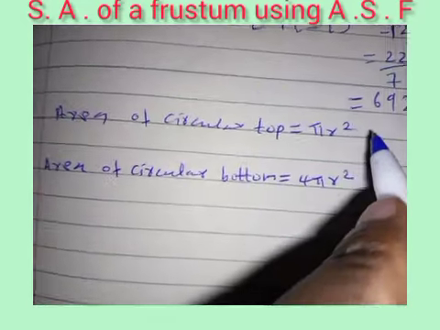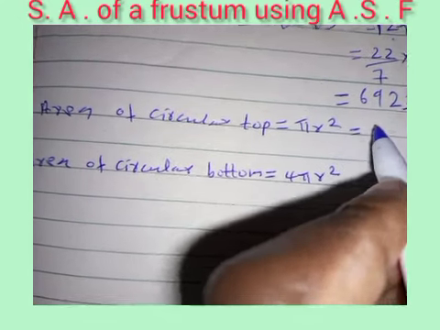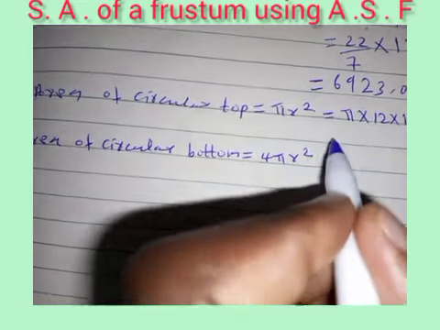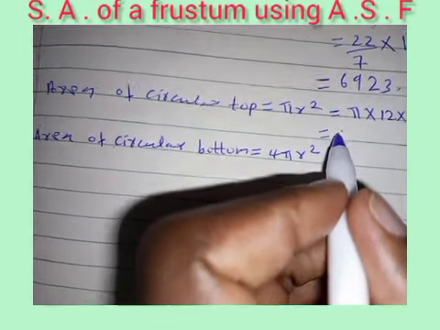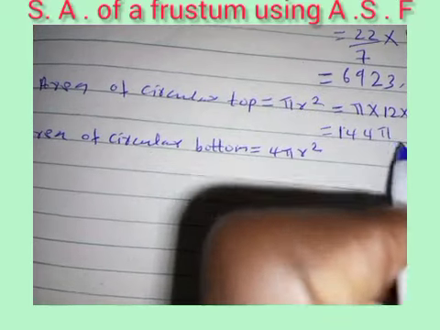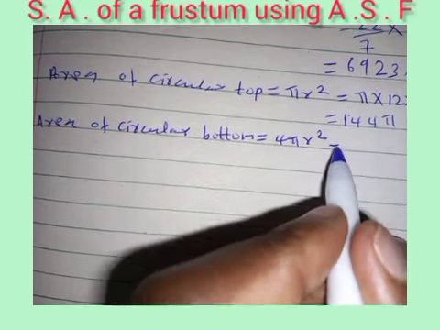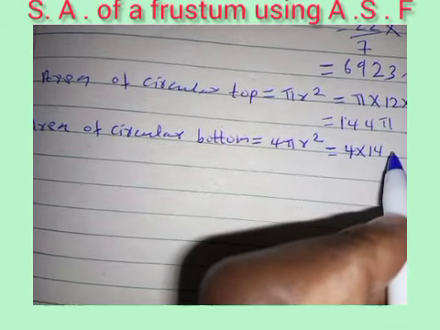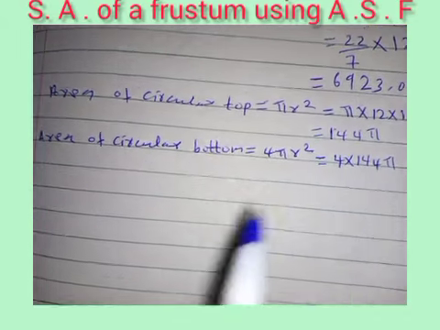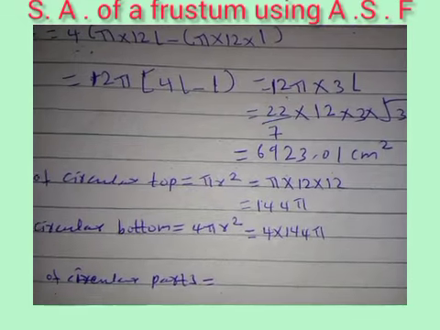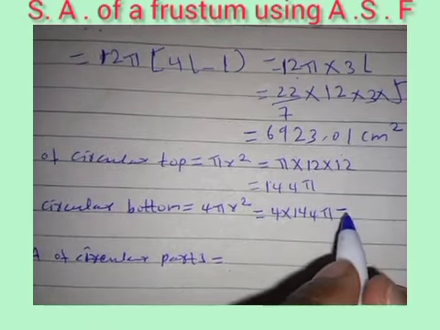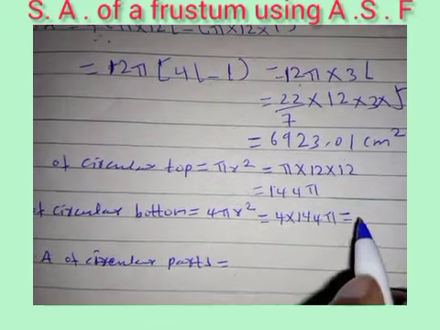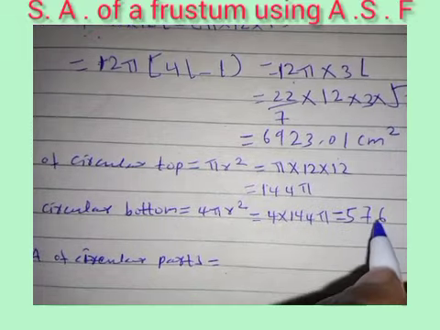So area of the circular top will be given by pi r squared, our radius is 12, so 12 times 12, which is equal to 144 pi. So this other one will simply be 4 times 144 pi. When you multiply this by 4, you shall get 576 pi.